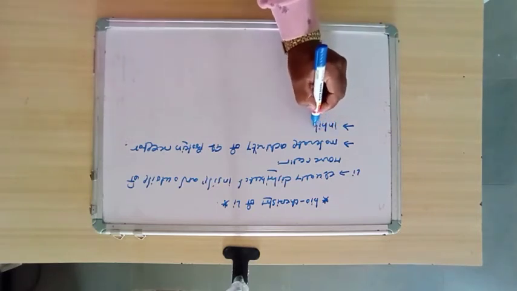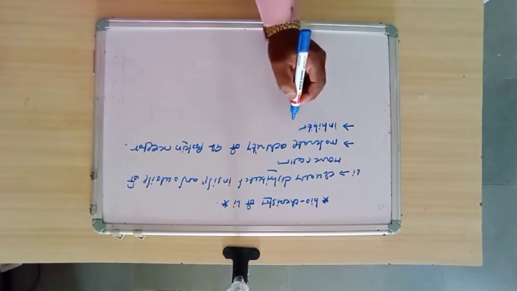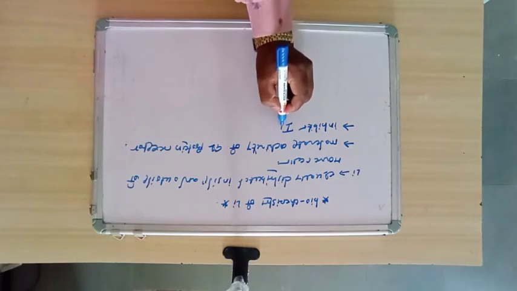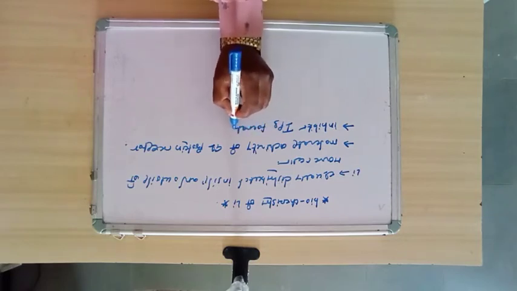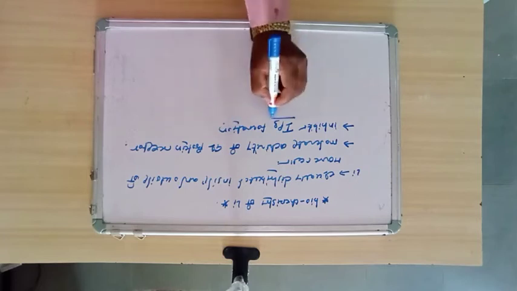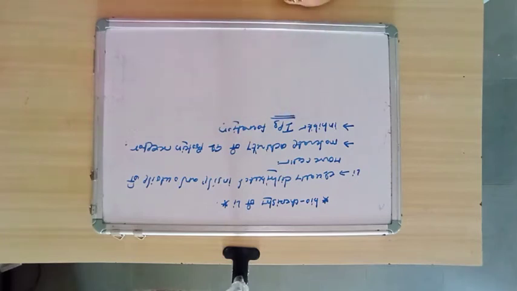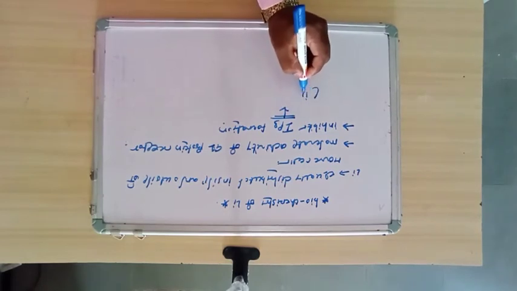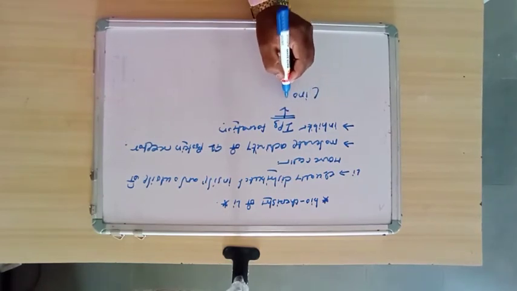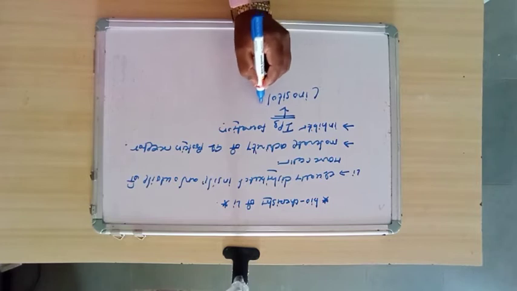And the third important use of lithium is that it inhibits IP3 formation. So what is this IP3? That is inositol triphosphate.